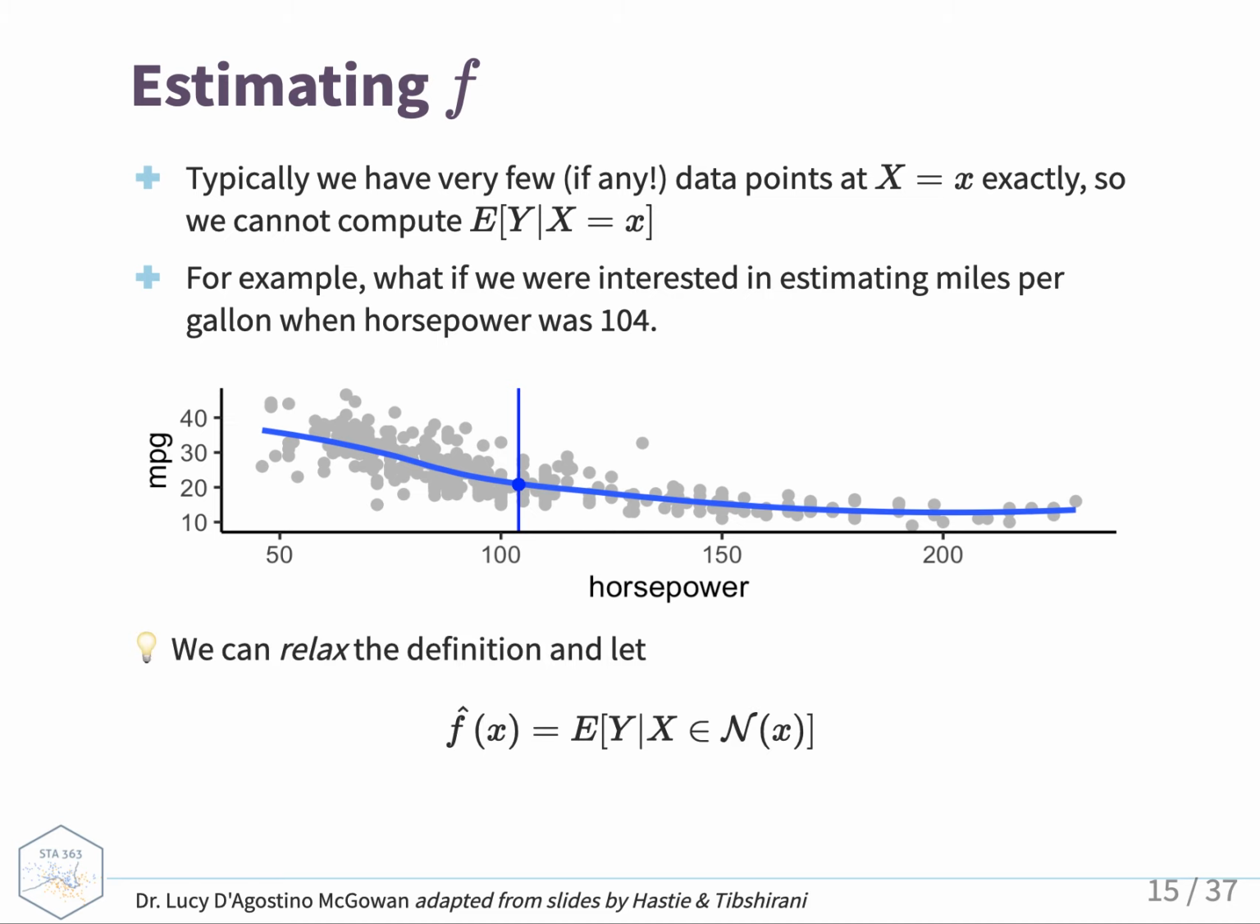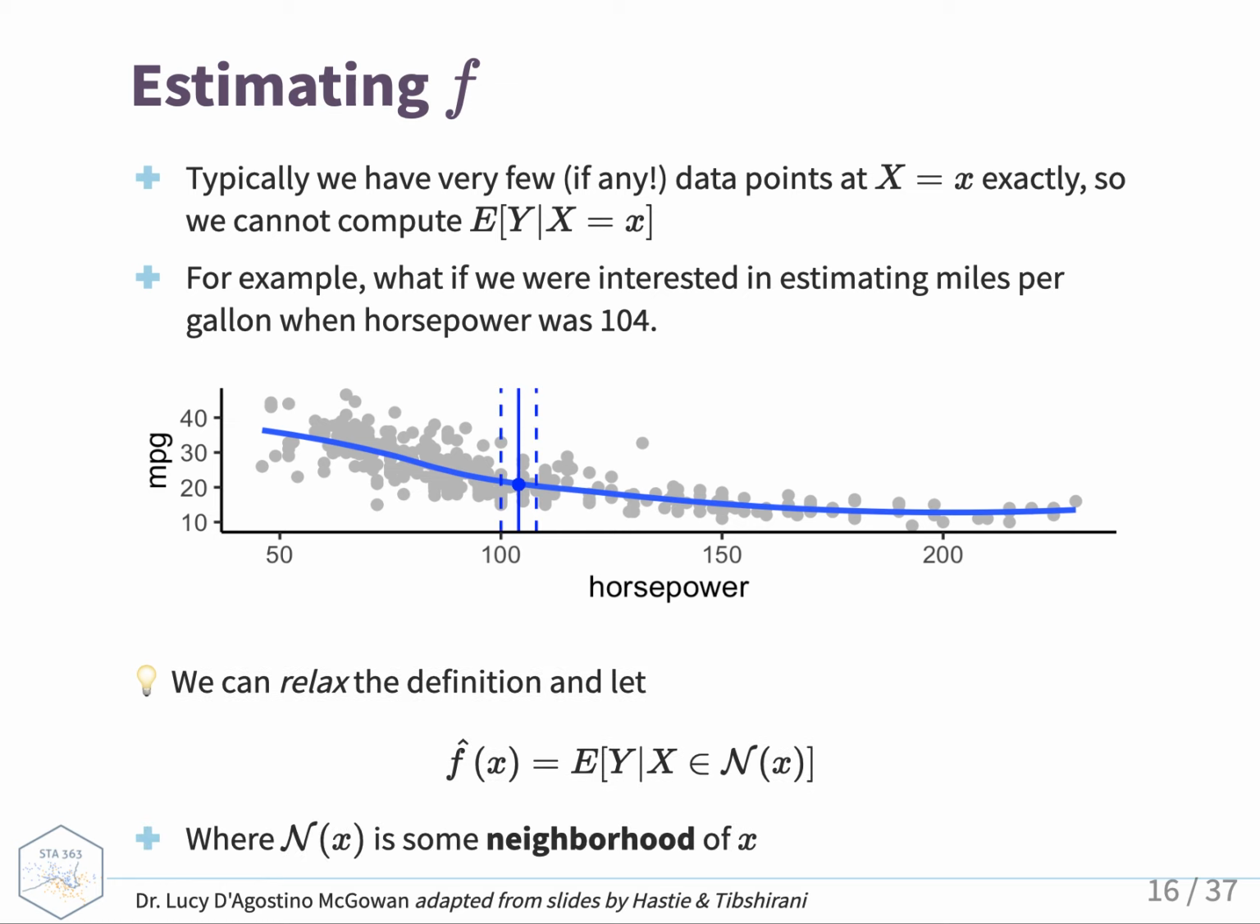And so instead of taking the exact expectation at a given x value, we can relax that definition and let our f hat here be the expectation of y given x in some neighborhood. So this Nx is some neighborhood of x, or some region around x.